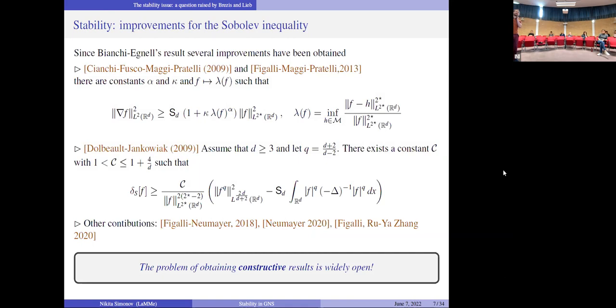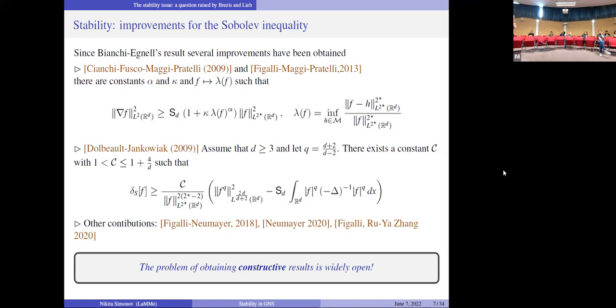Of course, that was one of the first results. Then 20 or 30 years passed, and you obtain different results. For instance, the first one by Cianchi, Fusco, Maggi, Pratelli, 2009, and Figalli, Maggi, Pratelli, 2013, which obtained one of the first somehow more constructive results, because the result they obtained is based on basically geometric measure theory. They use geometric measure theory techniques.